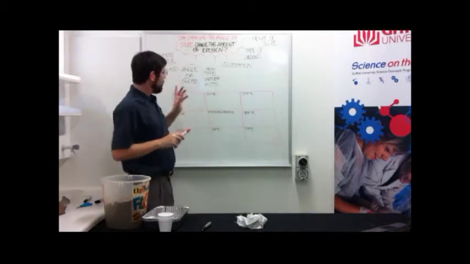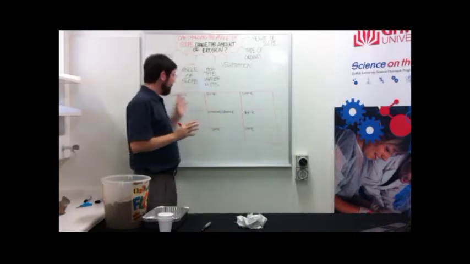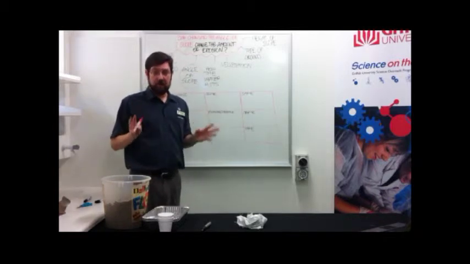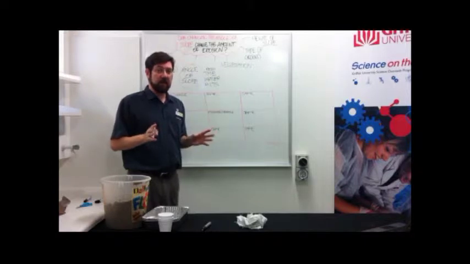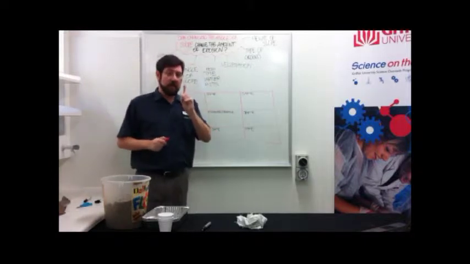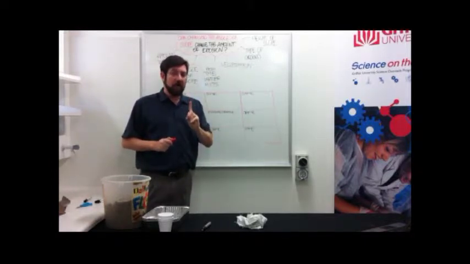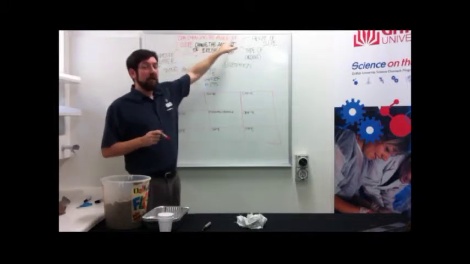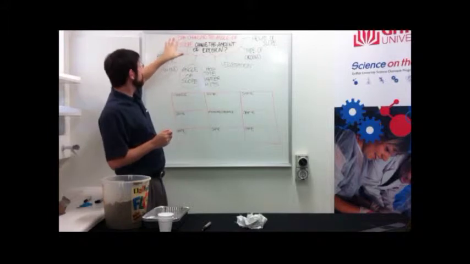Alright, so now I'm going to start filling in my variables grid. Now, a variable is anything that we can change that might affect the outcome of our investigation. There is only one thing that I am going to change for my investigation, which is identified up here, and you see I've written it in red so the students can look at it.